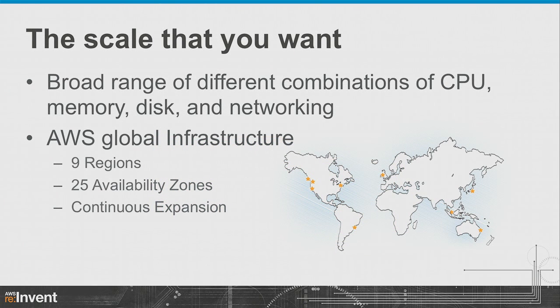One of the key things that we offer to Windows customers is our broad scale. We have 9 regions around the world, so you really have the ability to set up your environment closest to where you need it. And with that infrastructure, you also have the ability to build fault-tolerant applications.